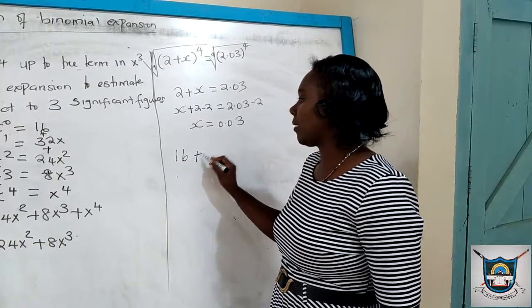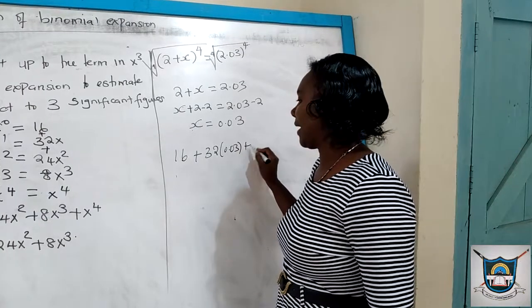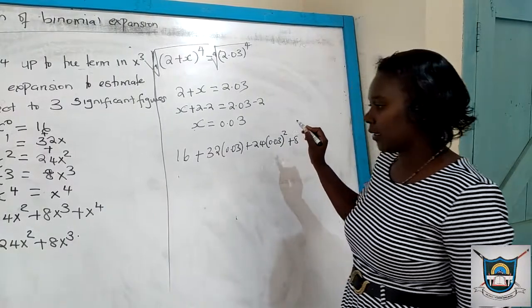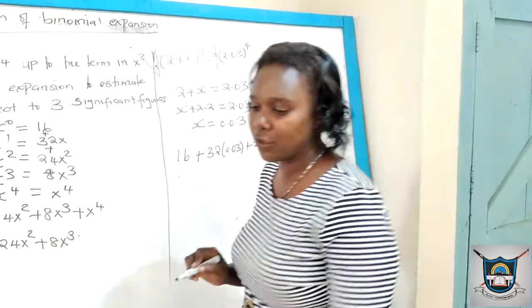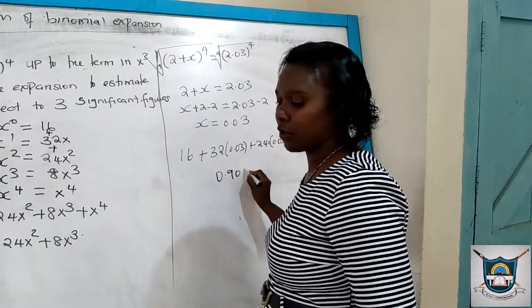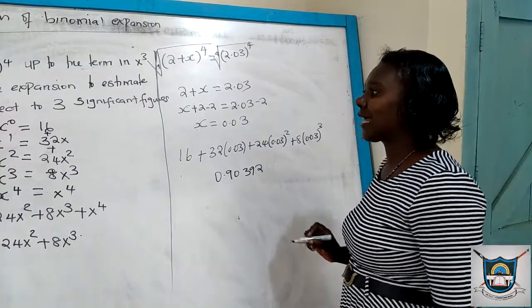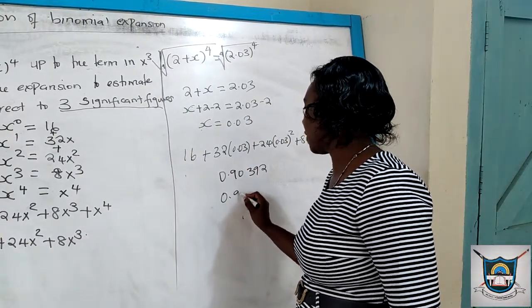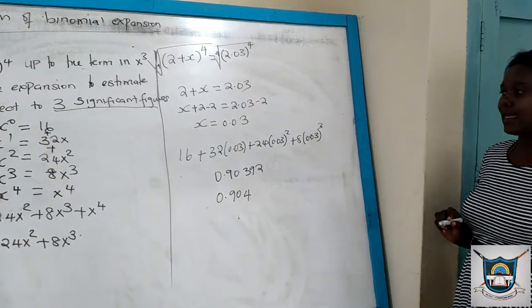So where we have x in the first equation, we are going to replace it with 0.03. So we have 16 plus 32 times 0.03 plus 24 times 0.03 squared plus 8 times 0.03 cubed. When we do that, you'll get an answer which is 0.90392, and our question says we give the answer to 3 significant figures. So 3 significant figures is 0.904, and that is our second example.